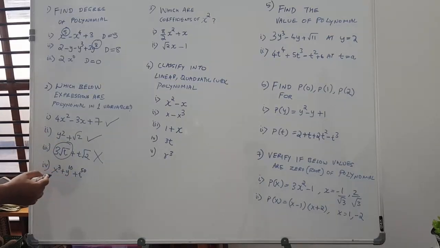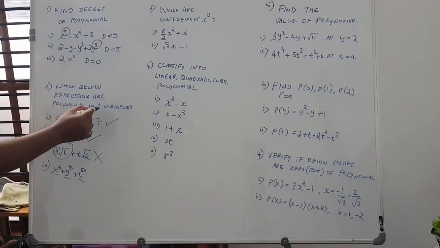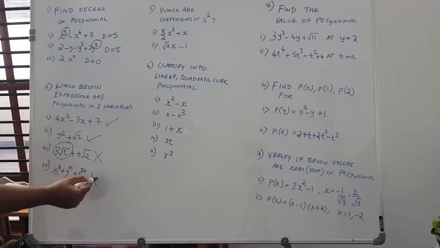In this expression, you have 3 variables, x, y and t. But we are looking for a polynomial in one variable only. So this is also not a polynomial in one variable.